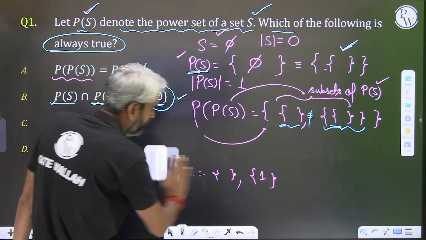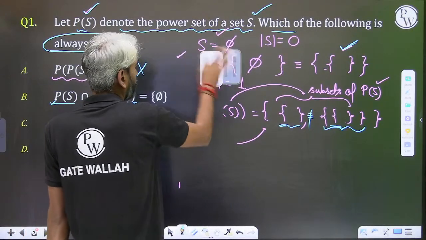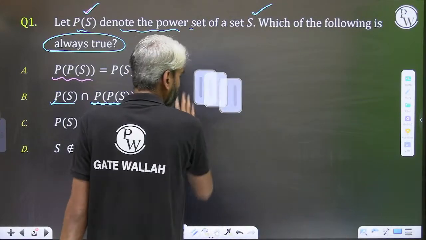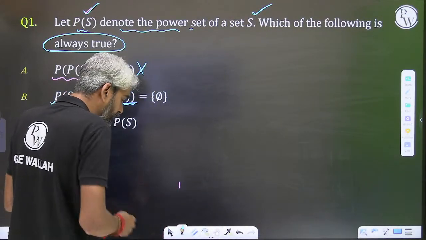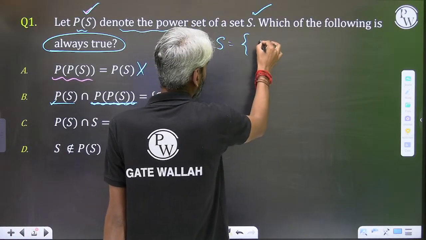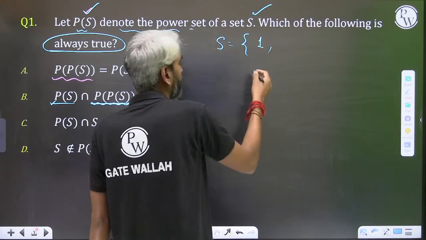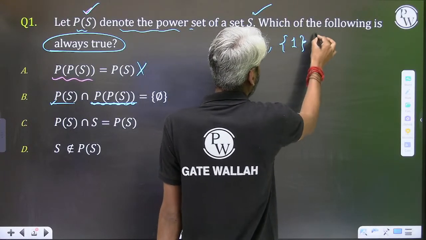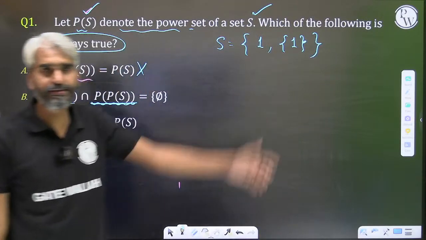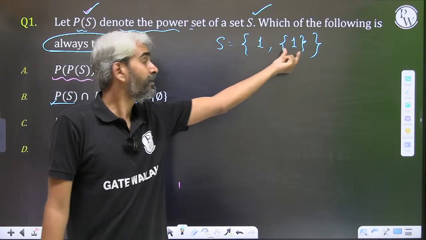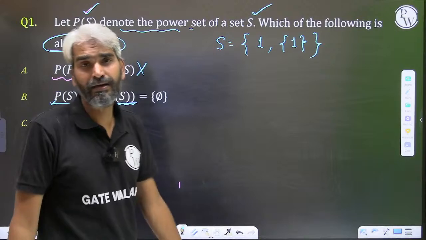Come on, let's try to understand. Let's look at another example, and that's why I gave this problem as a homework problem. Please try to understand that. Let's assume my set S is a set containing element 1 and this. These are two distinct elements. One is element 1, another is a set containing element 1.